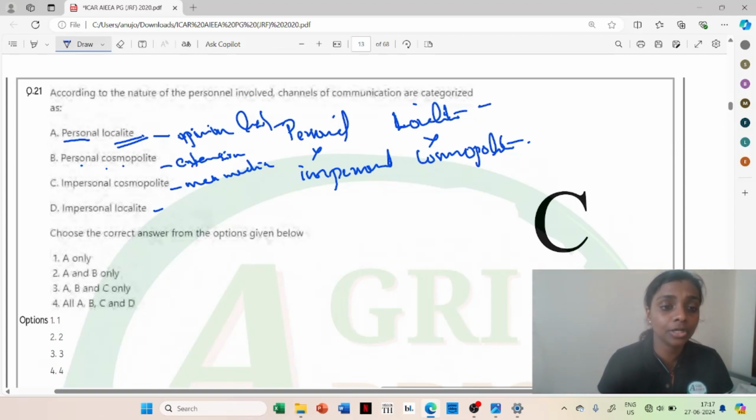The fourth one is impersonal localite, which means the person is from within the locality and you are not seeing him directly, which is not possible. So the option will be A, B, and C only. Option 3.